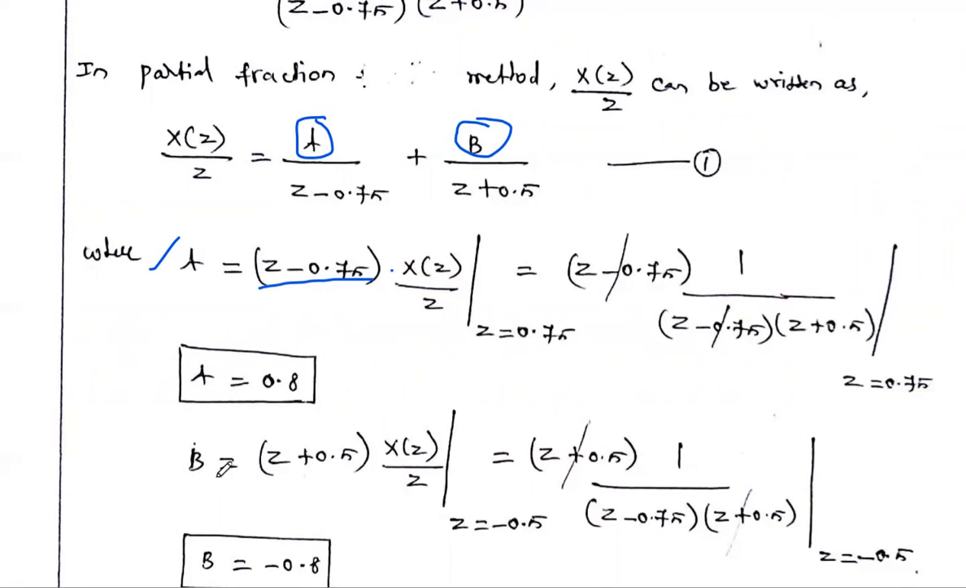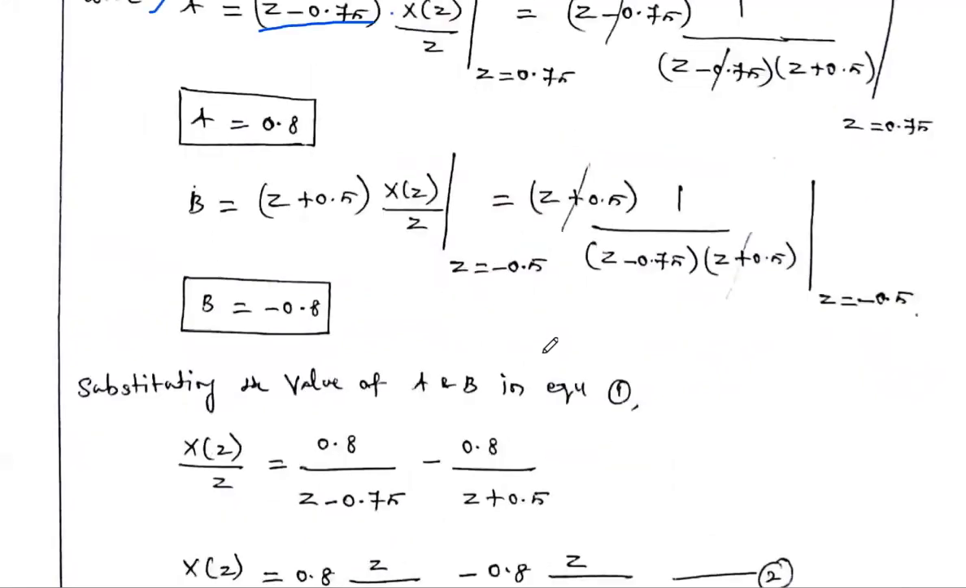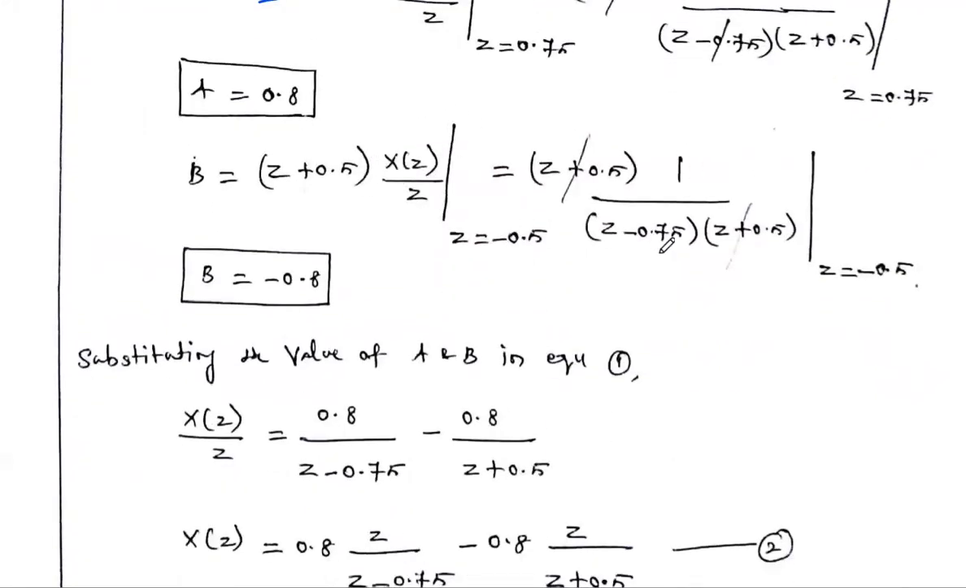Similarly, we have to calculate the B value. What is the term under B? z plus 0.5 multiplied with the total function X of z by z at z equal to the root of z plus 0.5. z is equal to minus 0.5. Similarly, you just substitute the value of X of z by z. This is the X of z by z. In that, z plus 0.5 and z plus 0.5 get cancelled. Then in the remaining term, instead of z you just substitute minus 0.5. So if you substitute, we will get the answer as minus 0.8. So A is calculated and the value of B is also calculated.